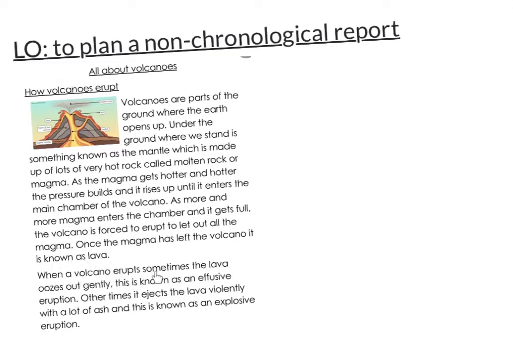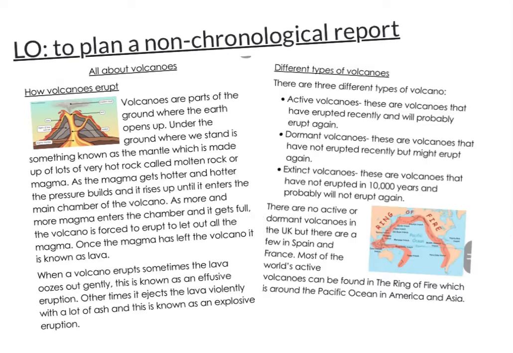When a volcano erupts, sometimes the lava oozes out gently. This is known as an effusive eruption. Other times it ejects the lava violently with a lot of ash, and this is known as an explosive eruption. So my second subheading, different types of volcanoes. There are 3 different types of volcano. Bullet points for a list.